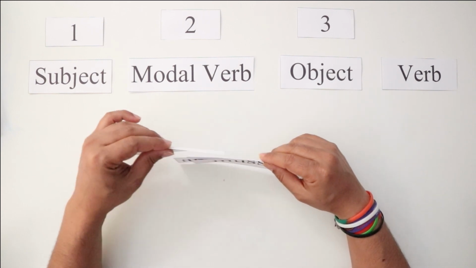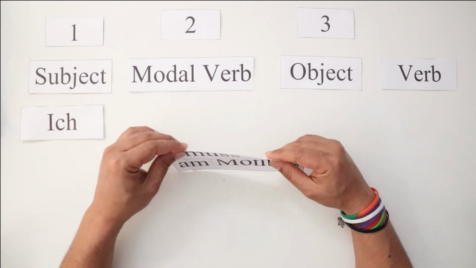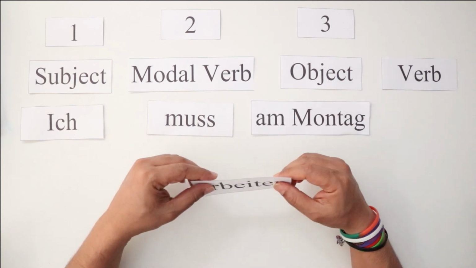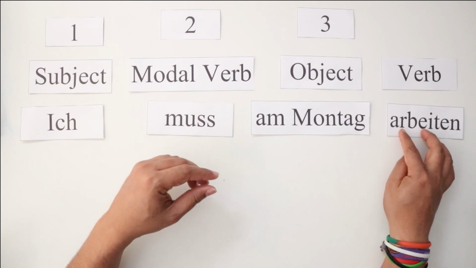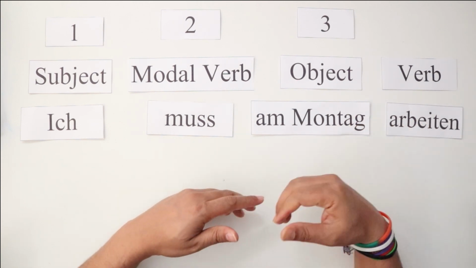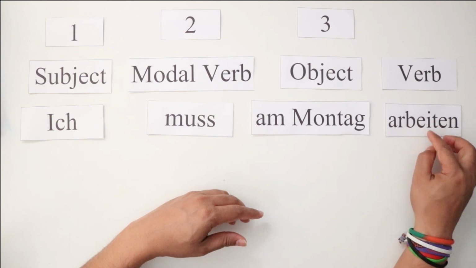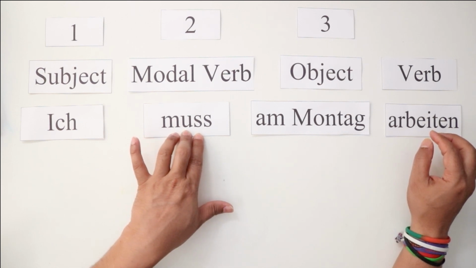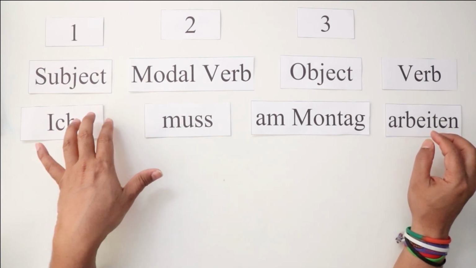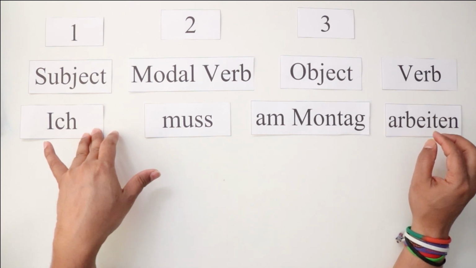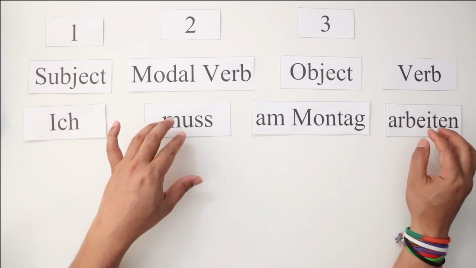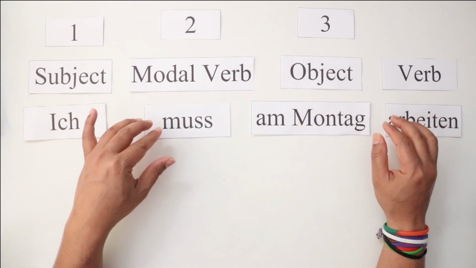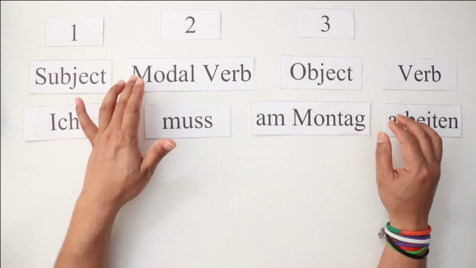So if we have ich as the subject, the modal verb muss, the object am Montag, and then the normal verb arbeiten. If you look carefully, arbeiten is in its full or infinitive form because we have already changed the modal verb muss according to the subject ich. Okay, so this is the way we complete a German sentence when we have a modal verb and a verb together in one sentence.